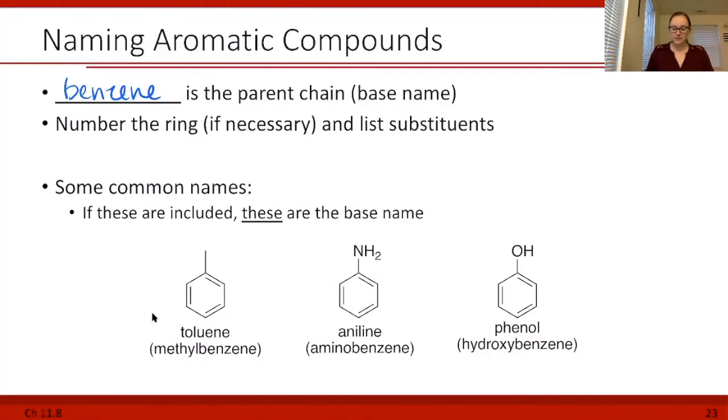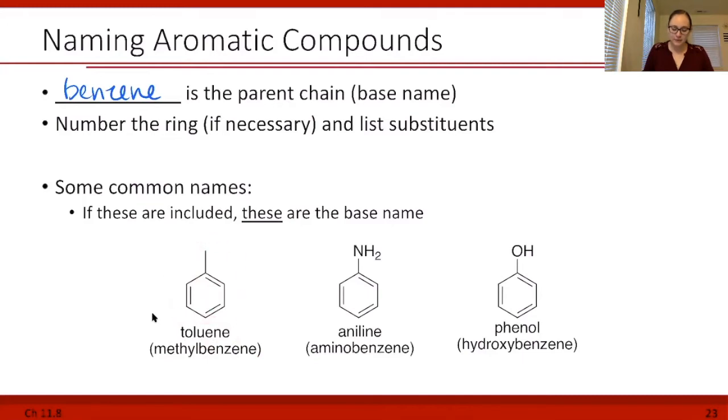For example, if you see a benzene ring with a methyl group on it, then this is called toluene. And so it technically would be called methylbenzene, right? Based off of our rules we just talked about. However, its base name is now toluene because it's so common that they gave it its own base name.